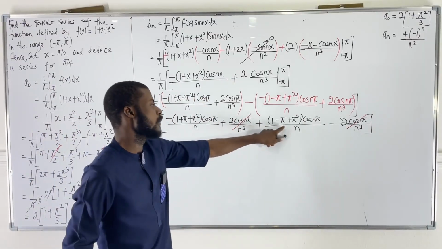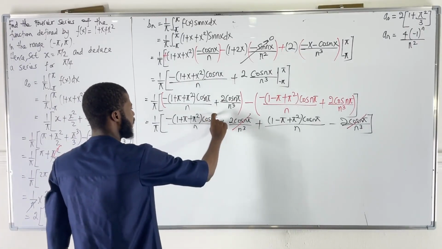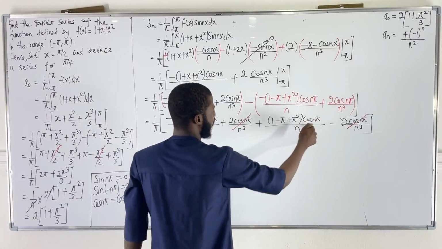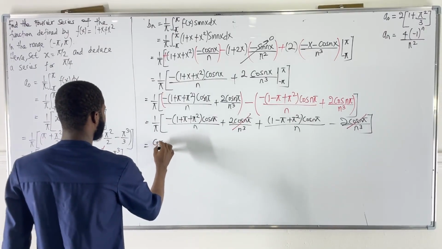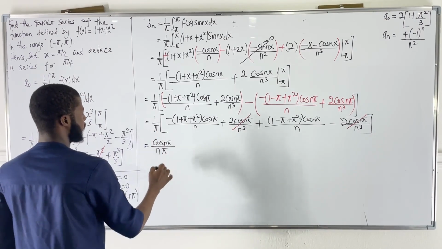But if these two are the ones remaining, what are the constant terms here? The constant term is the cos n pi over n, because I have cos n pi over n, I also have cos n pi over n here. So let me bring it out. So this will be cos n pi over n. Now don't forget that there's a pi, so put your pi.